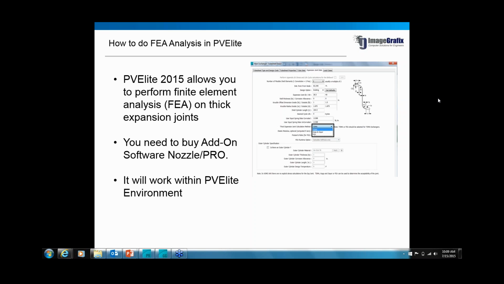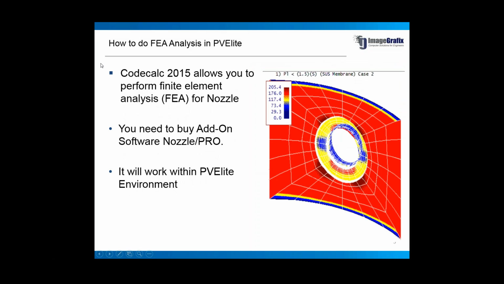Okay, so let me go to the next one. This is the way you address the thick expansion joint, and I'll be showing you the same in the software too, how to do it. Let me just finish off the next point, that is WRC. So how to do the FE analysis in PVElite for the WRC side.